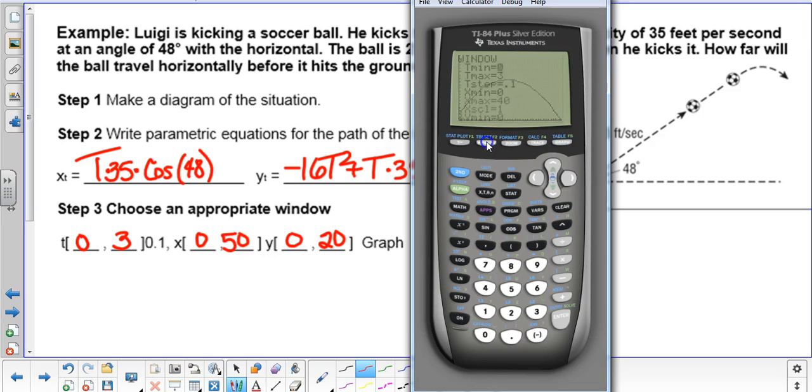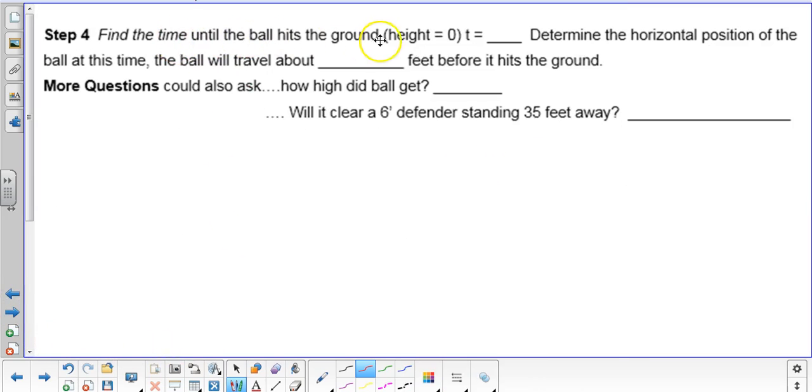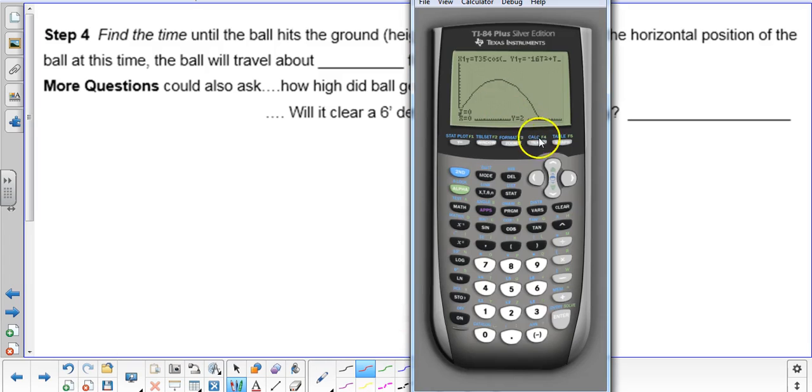Oh, did I change my window? I don't even remember. 0 to 3, 0 to 50, and 0 to 20 actually works just fine. All right. I'm only allowed by tracing to change the time. The questions I've asked here say find the time the ball hits the ground. So what do I want to have happen when I'm tracing? Hits the ground means what? 0 for X or Y?